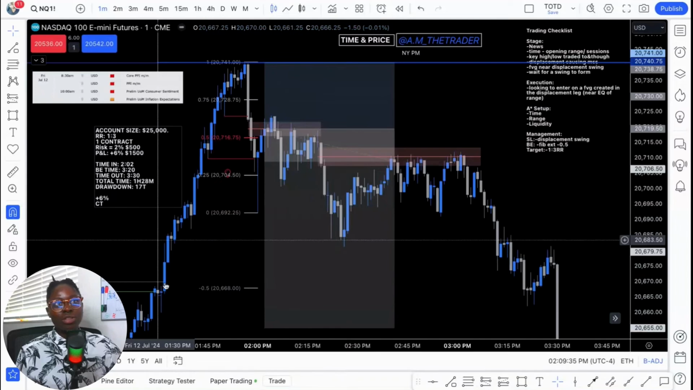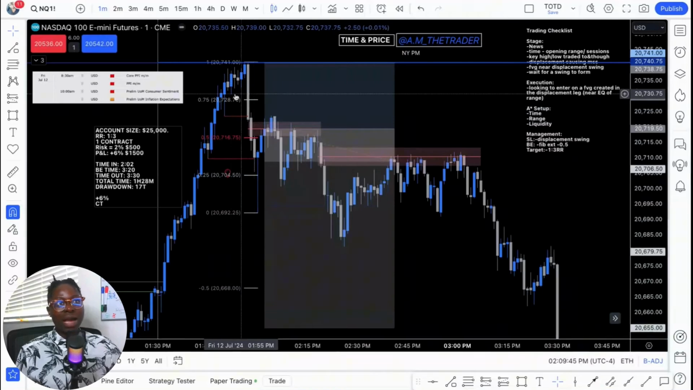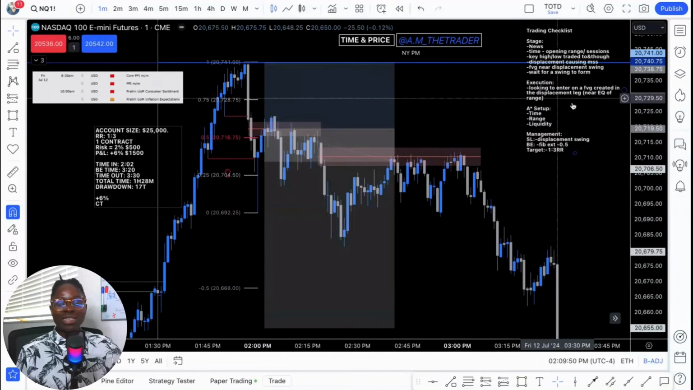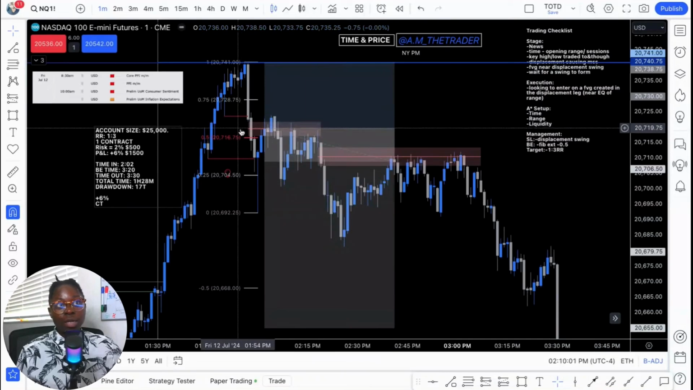PM session start 1:30. We had price trade to a key high, displacement lower causing a market structure shift. The displacement leg has a fair value gap, SIBI, near the swing high. Wait for a swing low to form to anticipate execution. For execution, we're looking to enter on a fair value gap created in the displacement leg near the equilibrium of the range. The first premium array that we have above the 50% would have been the consequent encroachment of the SIBI.